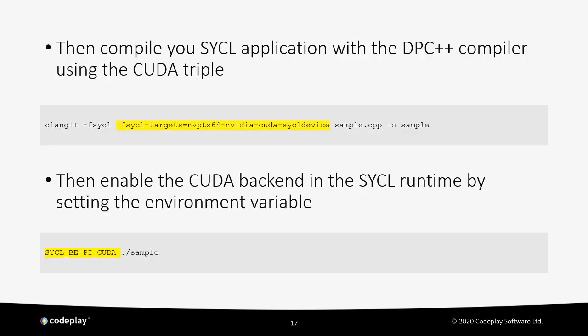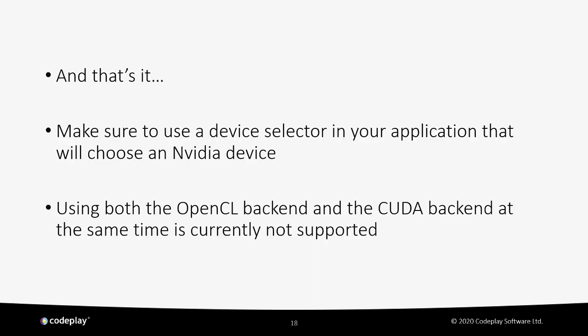Once you have DPC++ installed, you can compile with the DPC++ compiler as normal, but using the CUDA triple nvptx64-nvidia-cuda-sycldevice, as shown here. Then, once it's compiled, you just need to enable the CUDA backend in the SYCL runtime by setting the environment variable SYCL_BE to PI_CUDA, as shown in the example here. And that's it. It's as simple as that.